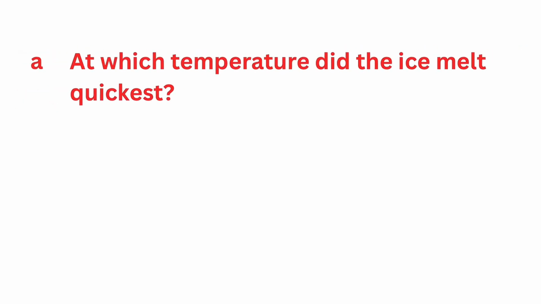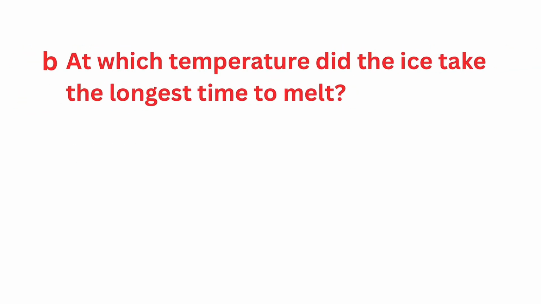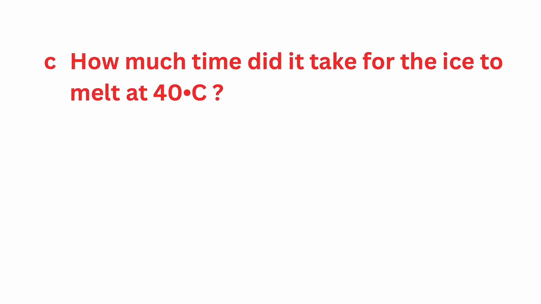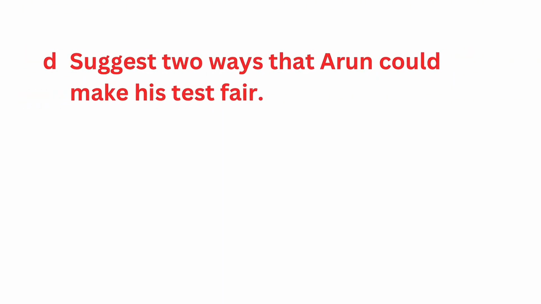Question A. At which temperature did the ice melt quickest? 80 degrees Celsius. Question B. At which temperature did the ice take the longest time to melt? 10 degrees Celsius. Question C. How much time did it take for the ice to melt at 40 degrees Celsius? 14 minutes. Question D. Suggest 2 ways that Aaron could make his test fair.